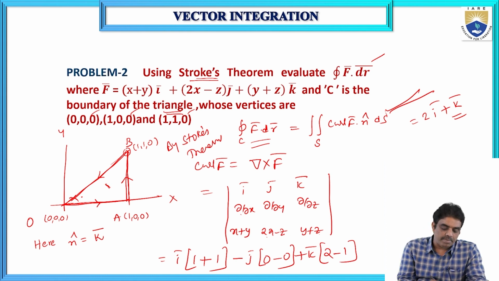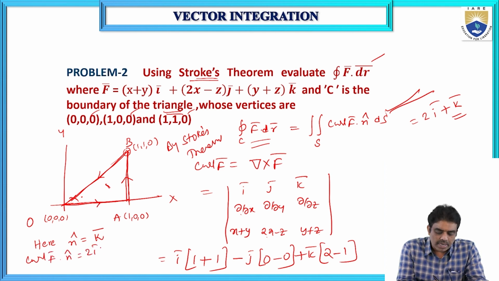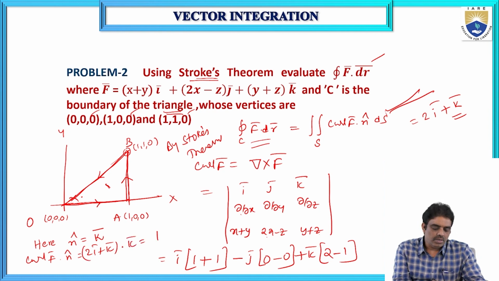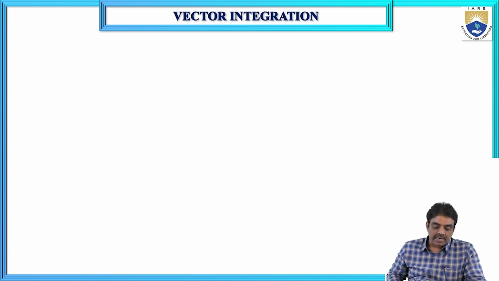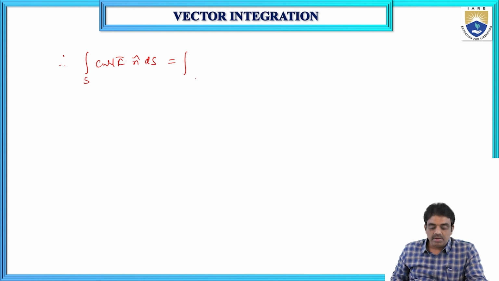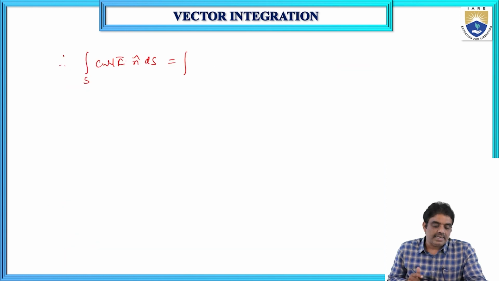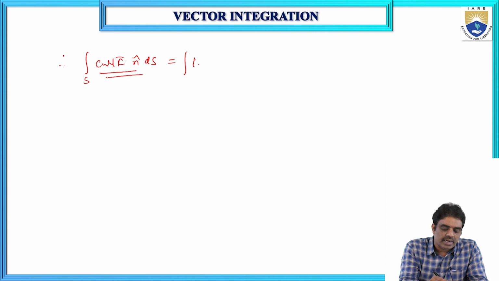So n bar is equal to K bar, and curl F bar dot n cap is equal to 2I bar plus K bar dot K bar, that is equal to 1. 2I bar dot K bar: I bar dot K bar is 0, K bar dot K bar is 1, so that is equal to 1. Therefore, the integral over S of curl F bar dot n cap ds, where curl F bar is 2I bar plus K bar, has this entire value equal to 1, already calculated.